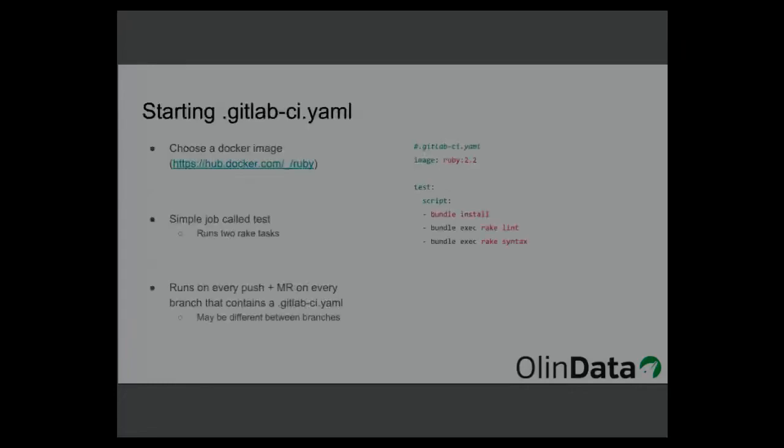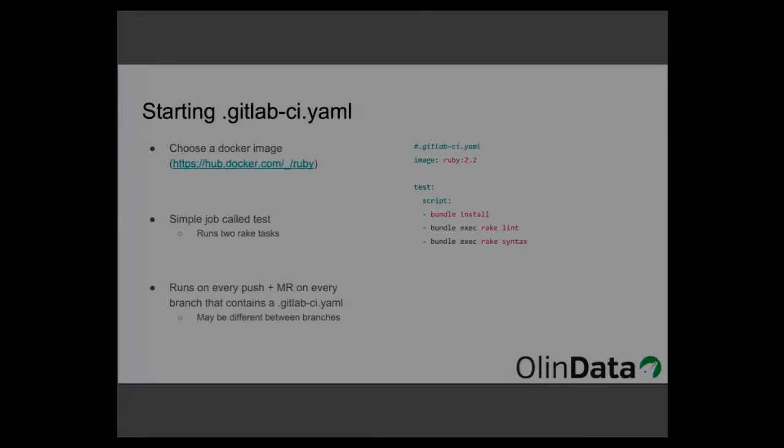So as I said, the only thing you need to do is in your GitLab project, which is the same as a GitHub project or a Bitbucket project, whatever. In the root of your project, you check in a file called .gitlab-ci.yaml, and here on the right we see one of the simplest versions of what you could be doing. So we're choosing a Docker image here.